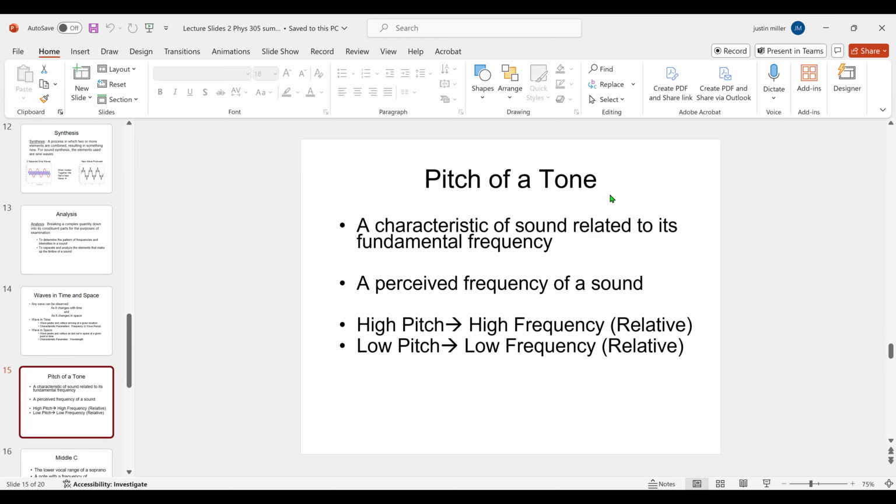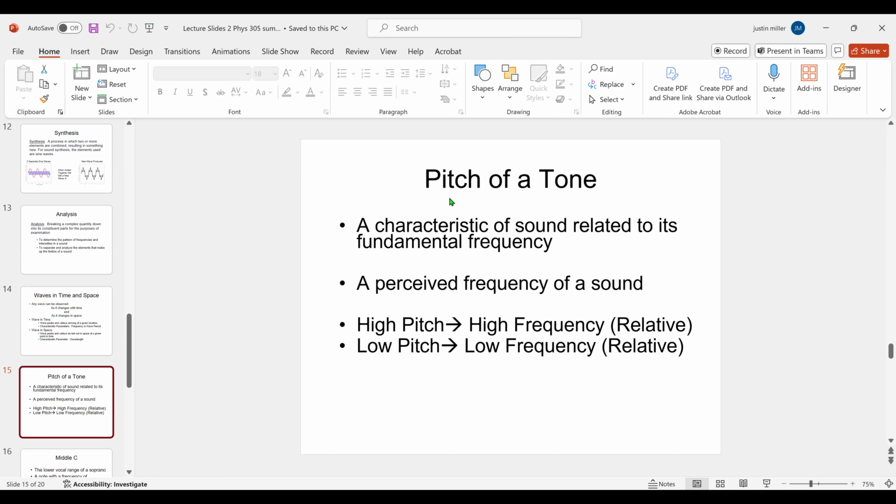The pitch of a tone. So when we start to talk about pitches of tones, we can start thinking about musical scales and stuff like that. But right now, I don't really want to go there. Ultimately, I just want to have an idea of high pitch versus low pitch. You have something high pitched, or you have something low pitched. And those are relative to one another. Something high pitch, something low pitch is really just coming down to its frequency.